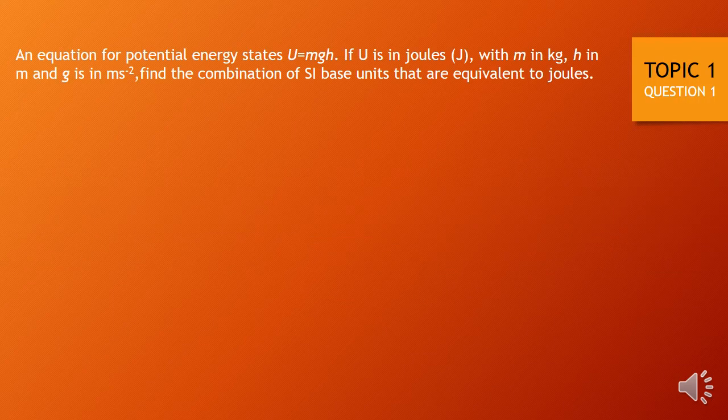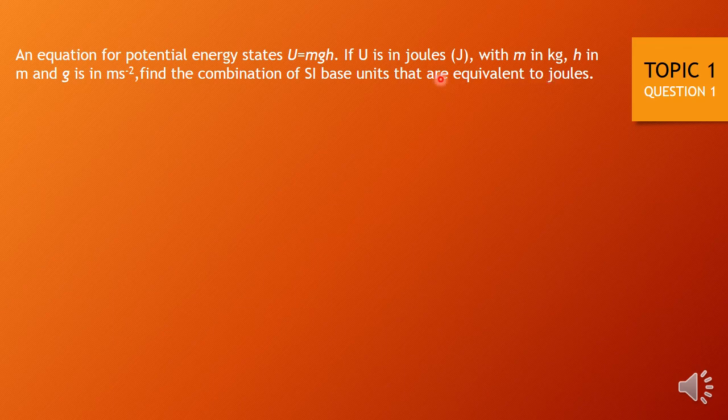So we have the first question for topic 1. An equation for potential energy states U equal to mgh. So this is the equation for the gravitational potential energy. If U is in joules, with m in kg, h in m, and g is in meter per second square, find the combination of SI base units that are equivalent to joules.